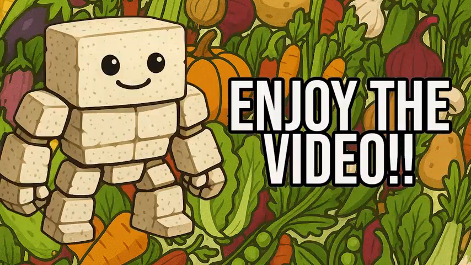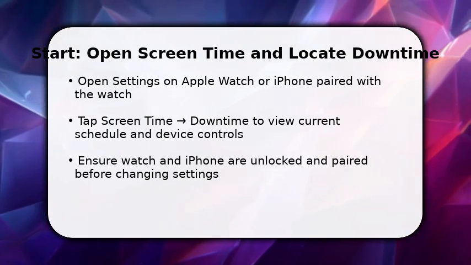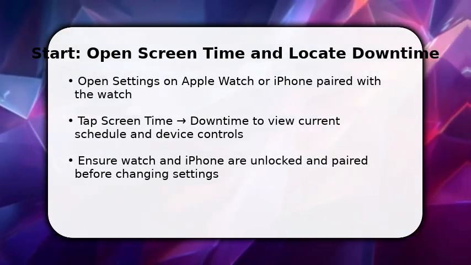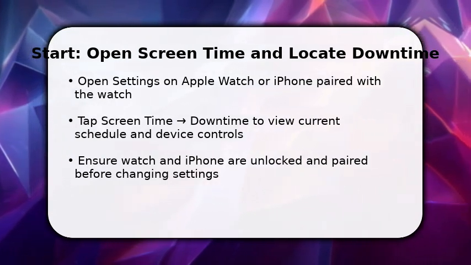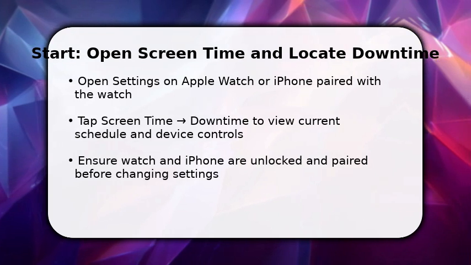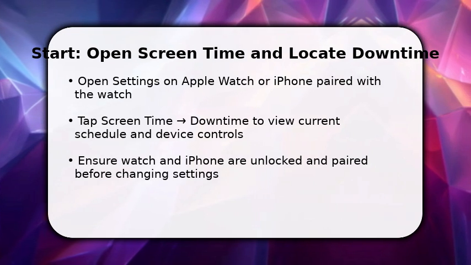Please enjoy the video. You start by opening settings on the device you'll use. The iPhone is faster. Tap Screen Time, then Downtime to reveal the schedule. Once the Downtime screen appears, make sure your watch is connected and unlocked so changes sync. You're doing this now to control when apps and alerts are limited.